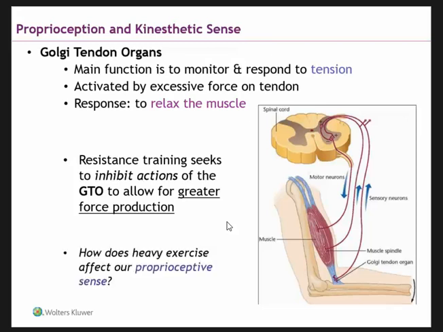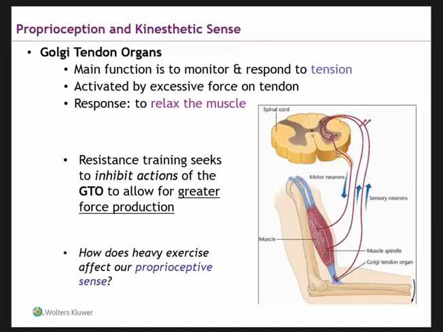Now let's answer this question here. How does heavy exercise affect our proprioceptive sense? So heavy exercise meaning we just did a really hard workout. It was really intense, it was really hard, and it was a really long workout. What happens at the very end of that workout? How are we going to feel? How's our body feel? It's going to feel tired, right? It's going to feel fatigued.